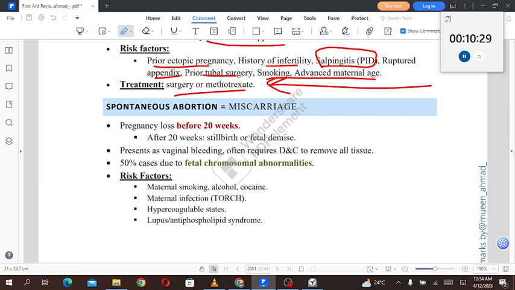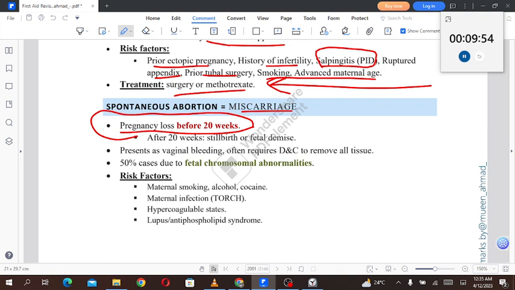Okay. Then spontaneous abortion or miscarriage. What is meant by miscarriage? Pregnancy loss before 20 weeks is called a miscarriage. Spontaneous abortion or miscarriage is defined as the spontaneous loss of pregnancy before 20 weeks. After 20 weeks, it is called stillbirth or fetal demise, because before 20 weeks the fetus is not viable. So spontaneous abortion before 20 weeks is referred to as miscarriage, and if it happens after 20 weeks, it is called fetal demise or stillbirth.